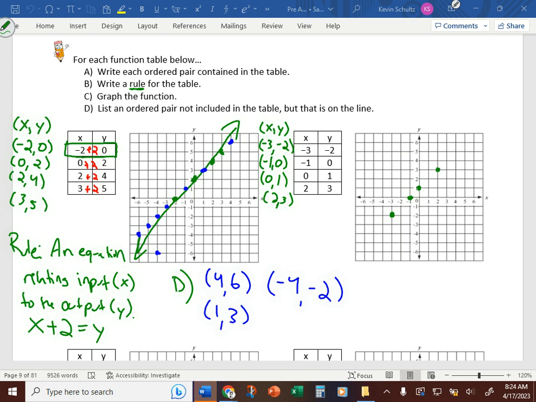How can we verify that we are correct? They make a line. Okay? So go ahead and give it your best effort here. Put that line right through them all.